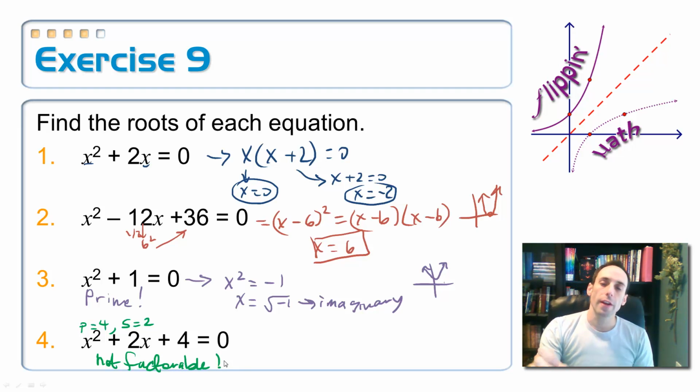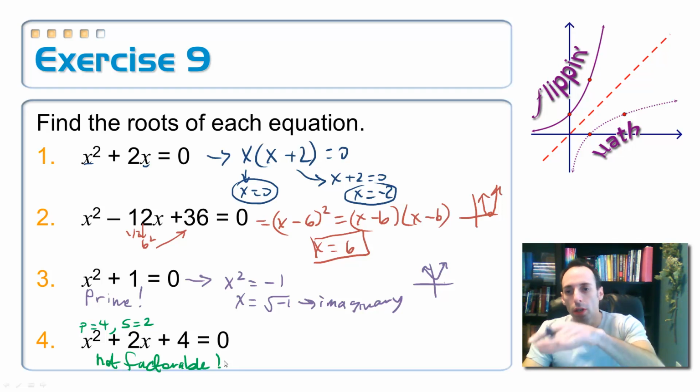Now, just because it's not factorable doesn't mean that you're not going to have a solution. It does not mean that they're going to be imaginary like it was in number 3. It's possible that they are irrational. They still touch the x-axis, but at weird spots. So we need more information to be able to do number 4.